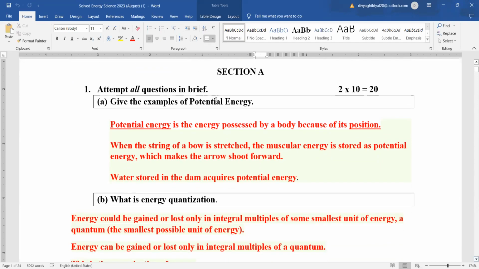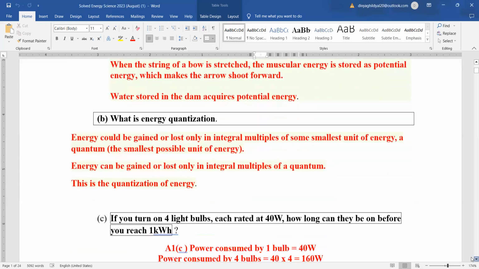So give the examples of potential energy. This question has been asked many number of times. Now you have to fetch 2 marks in this answer, so you are going to give 2 examples. Potential energy is mgh, that means mass into gravity into height, or the energy that is possessed by a body because of its position. So there can be many examples. The most simple example is water stored in the dam will acquire potential energy because it is going to fall from a height. String or bow is stretched, then you have stretched it to a certain position and then you are releasing it. So in both the cases, mgh holds true.